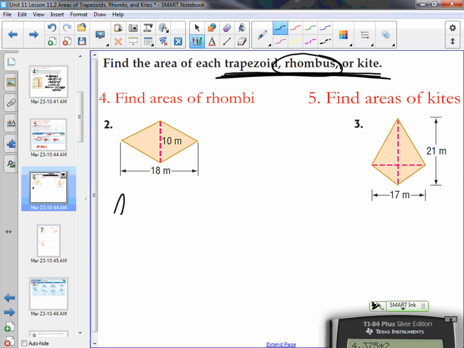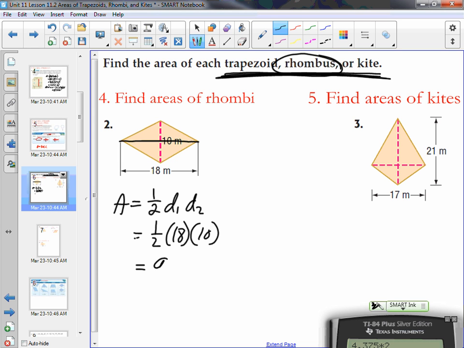So let's find its area. 1/2 times diagonal 1 times diagonal 2. Can it be that simple? What's the length of one diagonal? 18. It really is. From there to there is 18. They didn't draw the diagonal in, but isn't the diagonal the distance from one vertex to the opposite vertex? So it's 18. And the length of the other diagonal? 10. Half of 18 is 9. 9 times 10 is 90 meters squared.